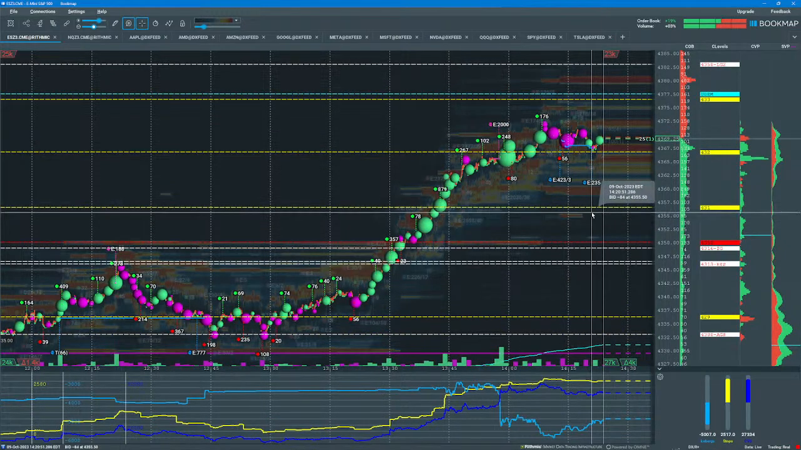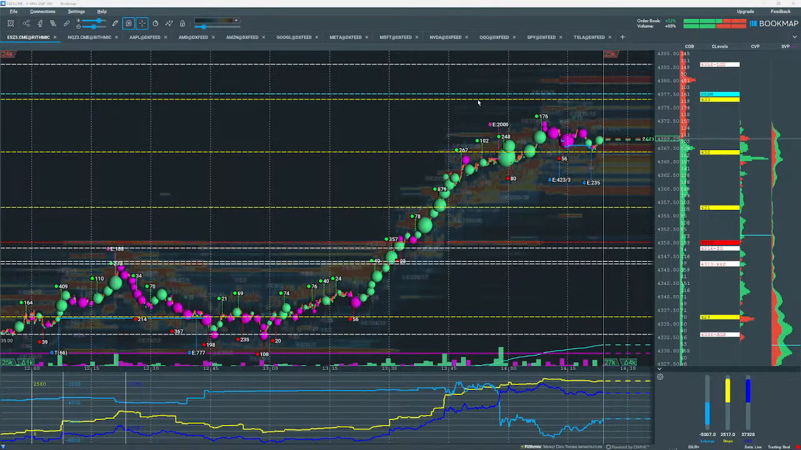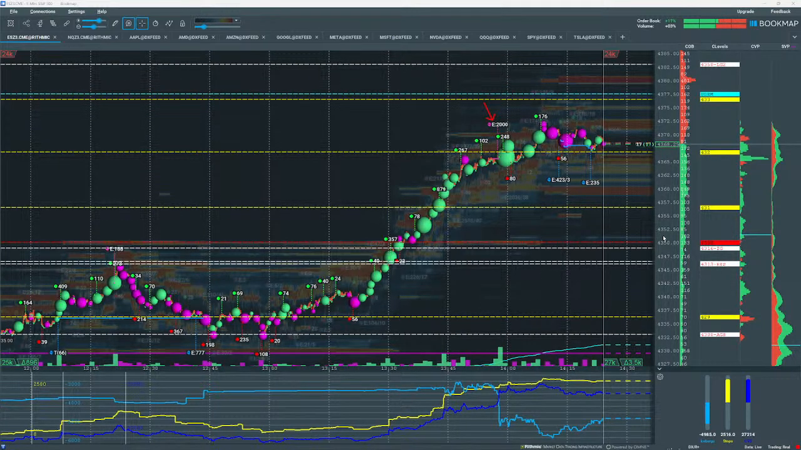Note there are some large traders coming in, selling with iceberg orders. It looks like that is one execution: one transaction, one player sold 2,000 contracts of ES with an iceberg order they use to hide their size. And Bookmap can detect those after they have been executed.